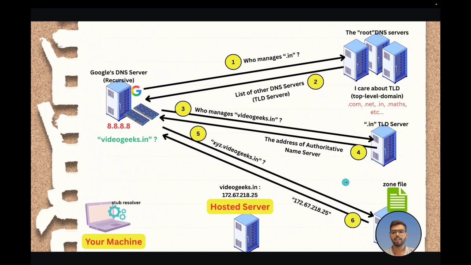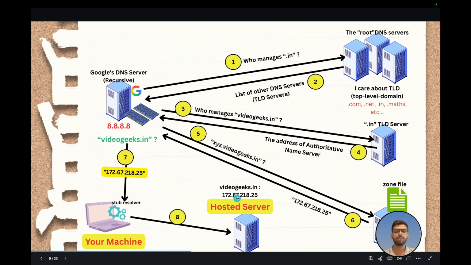In response, the authoritative name server will reply with the proper IP address of the server where videogeeks.in is hosted, and then Google's DNS server will reply back to us with the IP address of videogeeks.in. Before it replies, it also caches the response, so that in the next queries, Google's DNS server will not have to go through these recursive lookups. And now your machine will contact the hosted VideoGeeks server. So this is the proper working of DNS.